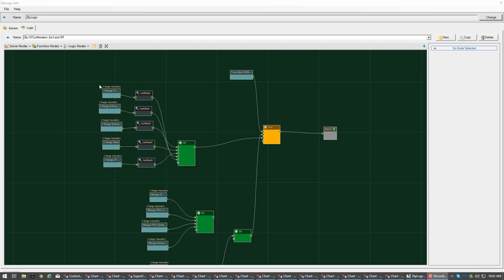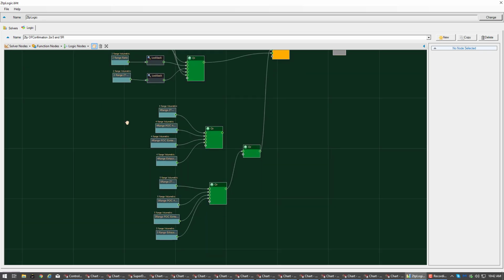Over here we have the logic that says if I have either a 2-range or a 3-range, I want to get into a trade. I've included a look back because it needs to look back a certain number of bars when we get the confirmation that we are looking for. The confirmation is the 4-range volumetric or the 5-range volumetric.